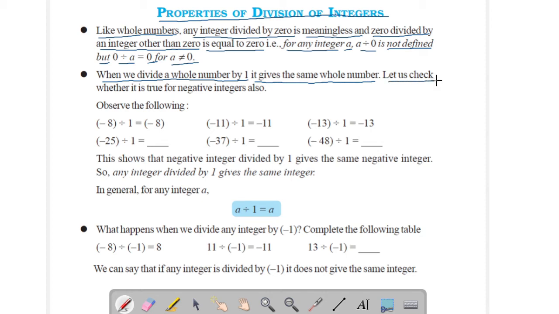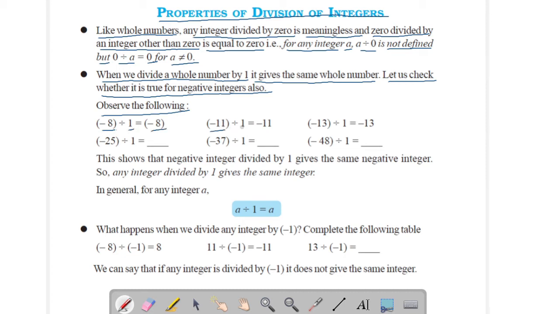Second property, when we divide a whole number by 1, it gives the same whole number. Let us check whether it is true for negative integers also. Observe the following: minus 8 divided by 1 equal to minus 8.